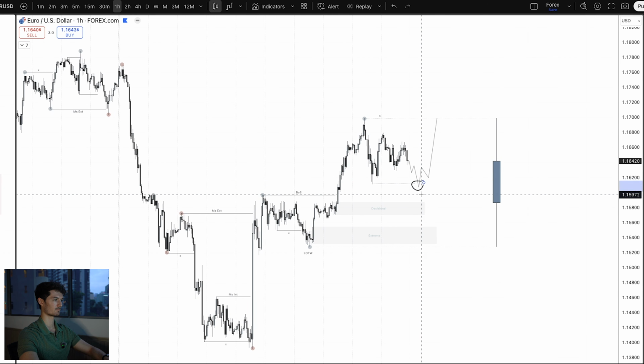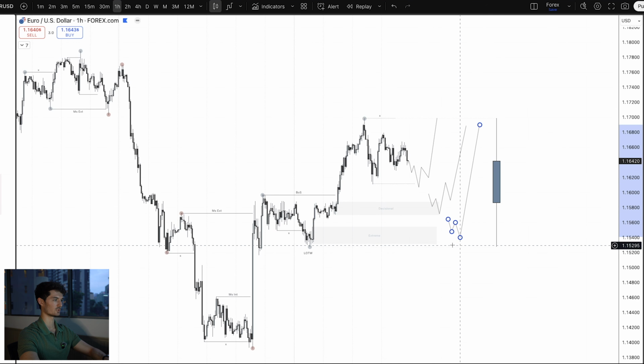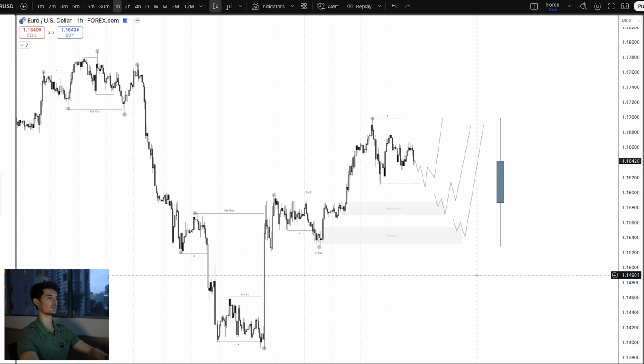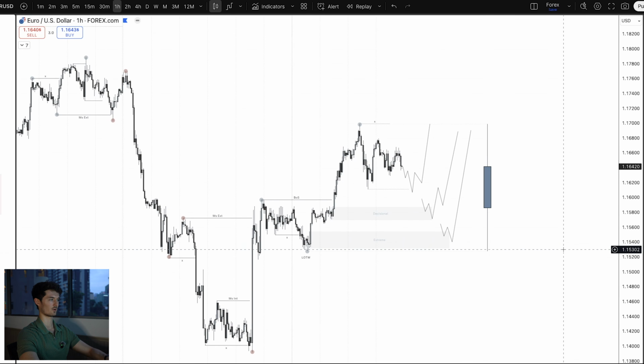So sell side sweep, that's my point of reference for buys. Next point of call, decisional OB, which is the range that causes the break. And last but not least, we have the extreme OB, which is the origin of that move. Any one of those areas, I'm happy to take longs out of.